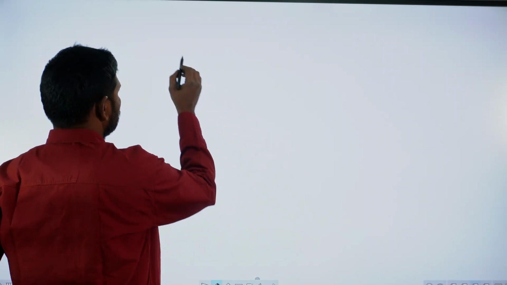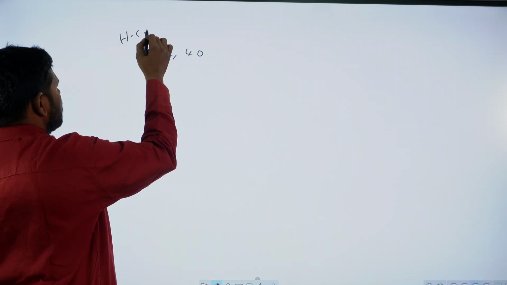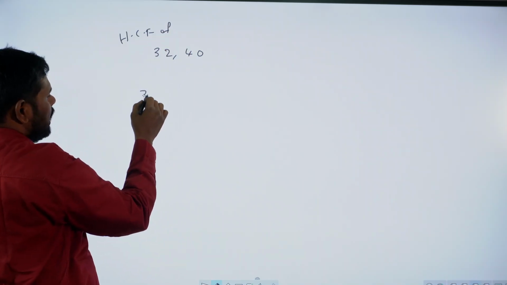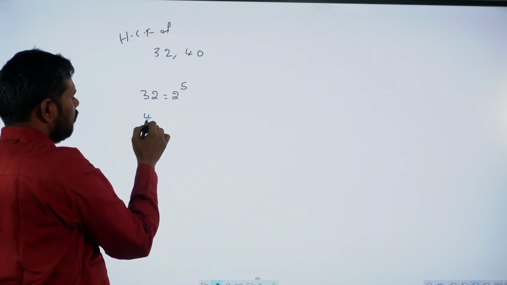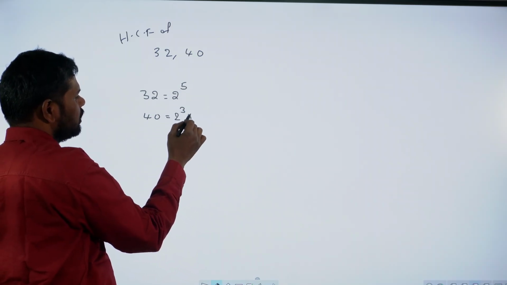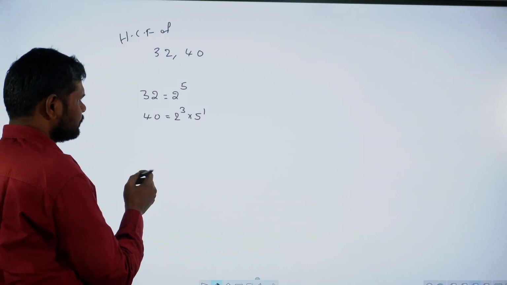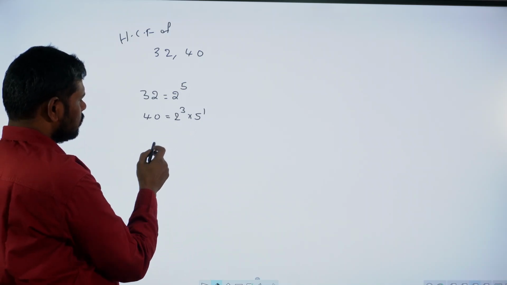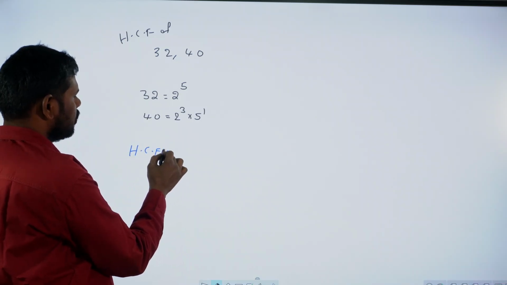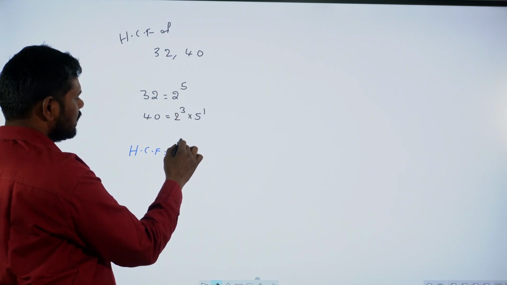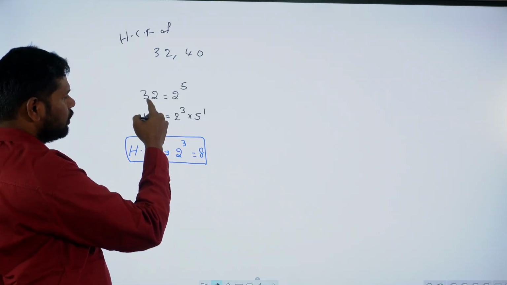Prime factorization we already looked at. Suppose you need to find the HCF of 32 and 40. I am writing directly here. 32 is equal to 2 power 5, and 40 is 2 cube into 5 power 1 after prime factorization. Just observe 2 power 5 and 2 cube into 5. Now for the HCF, 5 is not present in both numbers, so only the powers of 2 count, and only 2 cube is common. So 8 is the HCF of 32 and 40.